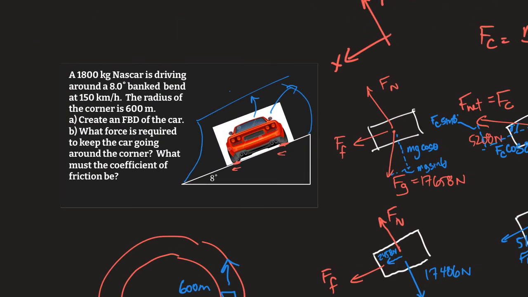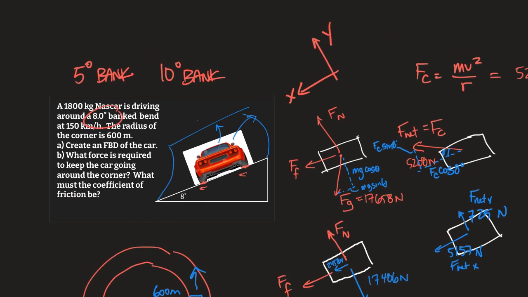The last question I have for you: I want you to think about what would happen if I change this 8-degree bank to a 5-degree bank or a 10-degree bank. If I increased or decreased the bank, what do you think would happen to the forces involved? Would the force of friction increase or decrease? Would the normal force increase or decrease? I want you to think about that. Maybe try calculating it to check your work, to see what happens in those cases. All right? There you go.